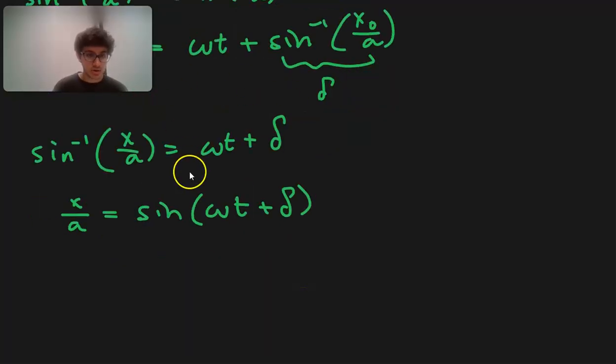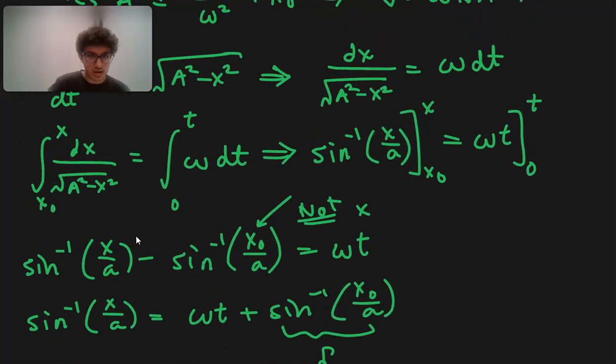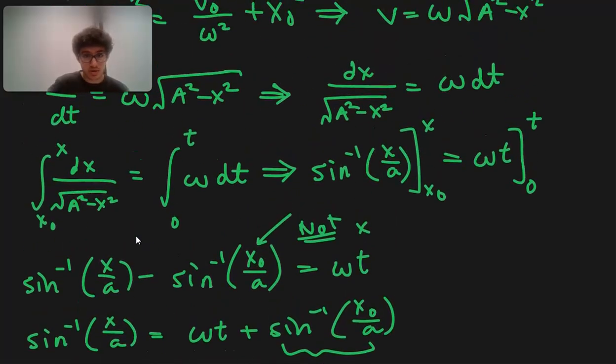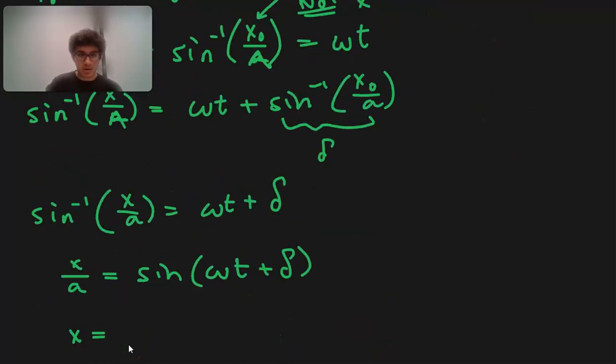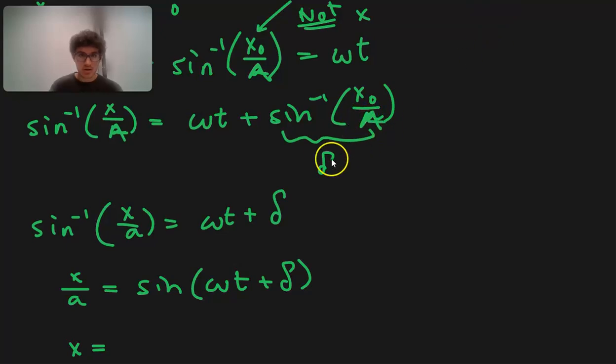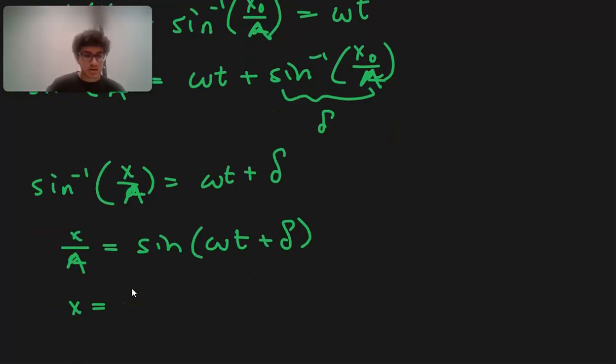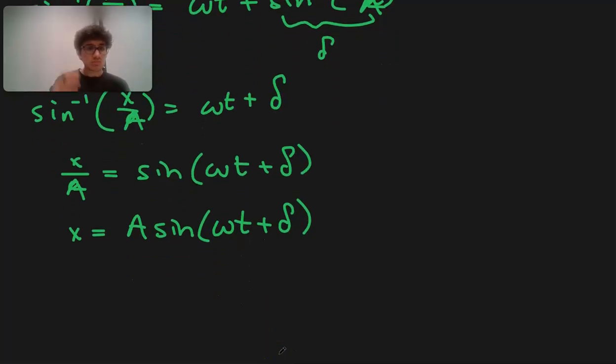Okay, what's the last step? We just want to solve for x, so we multiply both sides by a. And in the process of this, I accidentally made a lowercase a, which obviously is a completely different thing. It should have been uppercase here, and here, and here, and in all these other places. So just forgive that mistake, please. Okay, so x is now equal to a sine of omega t plus delta. It's a long process, but we're finally back to what we wanted.